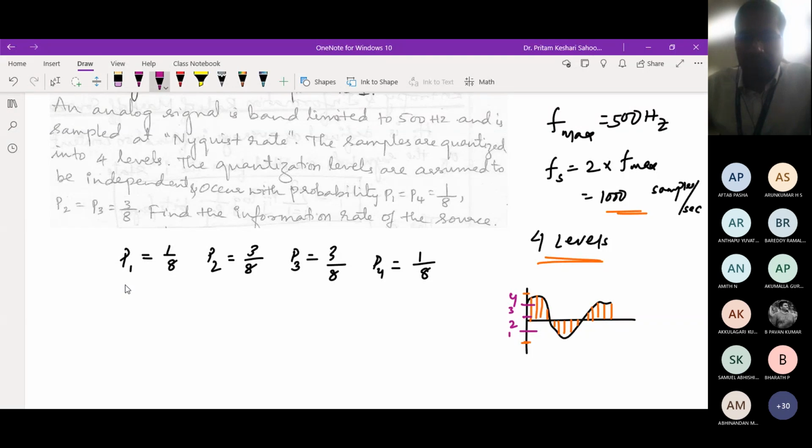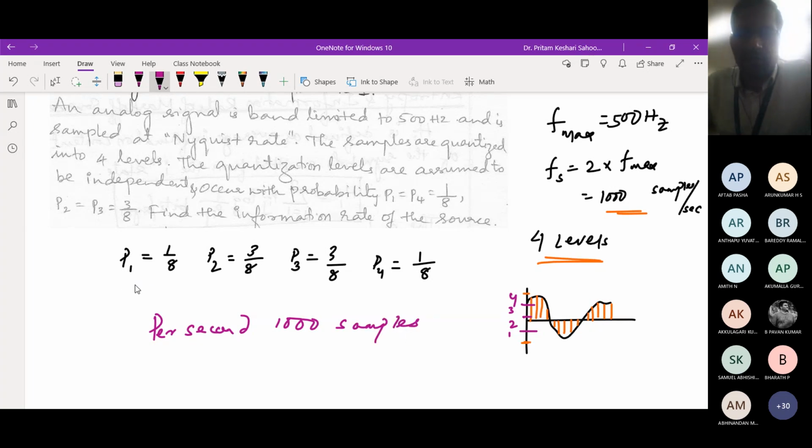The probabilities of the levels are given. That means P1 is equal to 1 by 8, P2 is equal to 3 by 8, P3 is equal to 3 by 8, and P4 is equal to 1 by 8. So what does that mean? When we are sampling, per second, how many samples? Per second, we are transmitting 1000 samples. Understood?